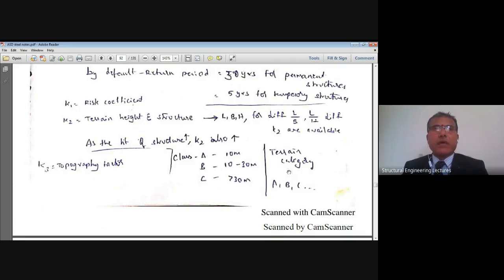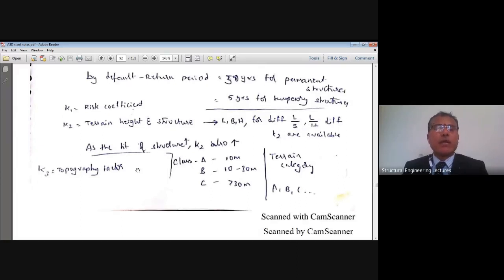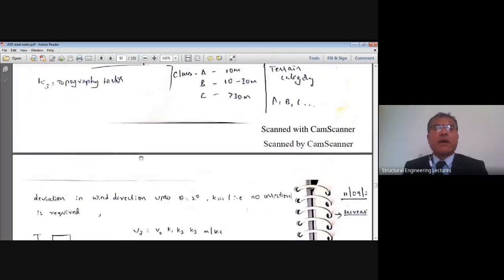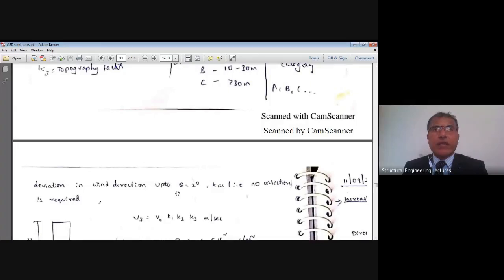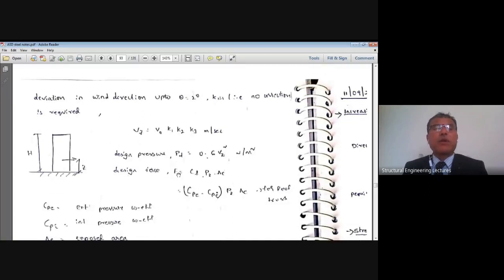For different terrain categories, I do have terrain height and structure factors K2, keeping in view the length, breadth, height and their ratios L by B, L by H. For these two ratios, I do have different K2 values available in that code. And K3 is a topography factor. Generally, if the inclination of that terrain is not more than 2 degrees, then K3 is taken equal to 1. Otherwise, a separate formula is given. You may please refer back to that formula, right?